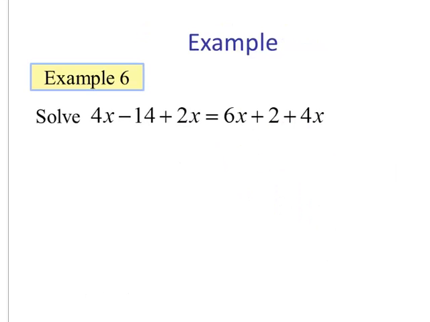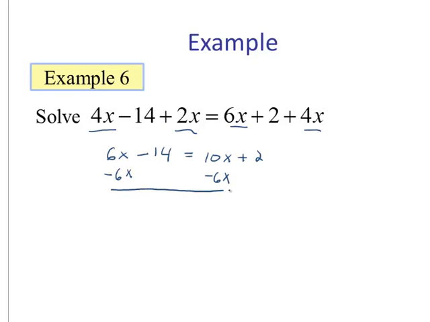Example 6. Our first step is to combine like terms. We have 4x and 2x. That becomes 6x minus 14. In this case, we have 6x and 4x on this side of the equal sign, which becomes 10x plus 2. Now we have variables on both sides. This time I'm going to subtract 6x, cancel this term out. But if I subtract 6x from the left hand side, I have to do the right hand side. We're left with negative 14 equals 4x plus 2.